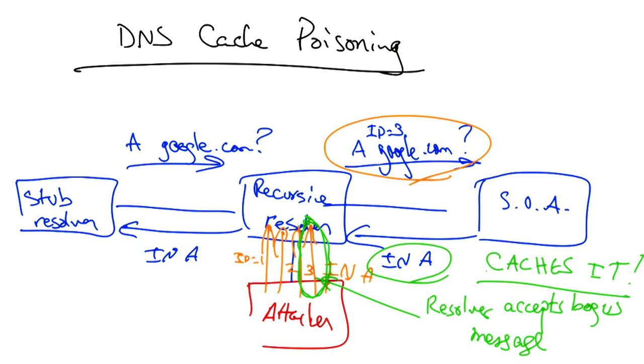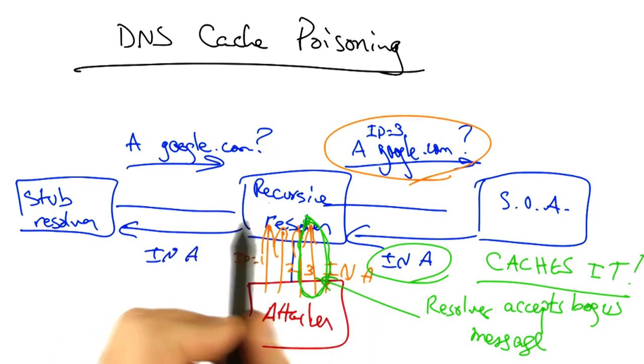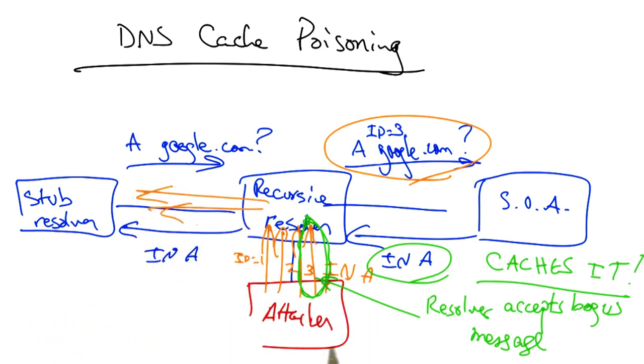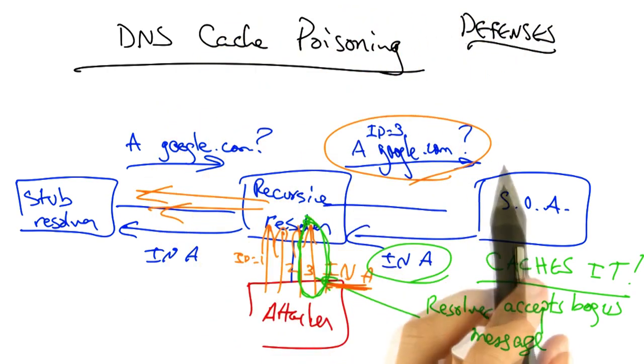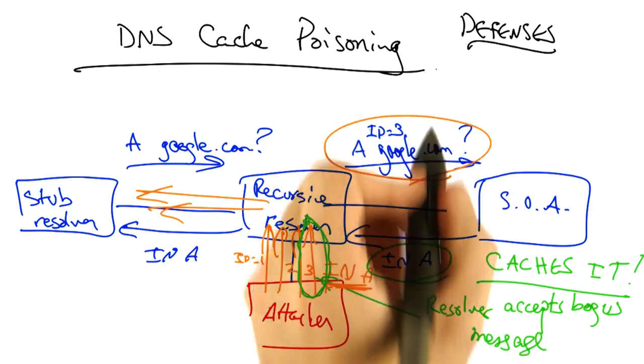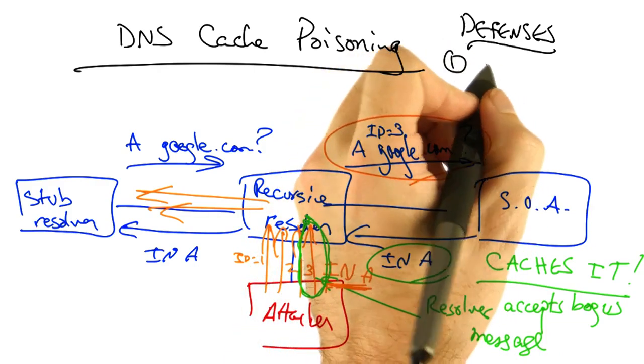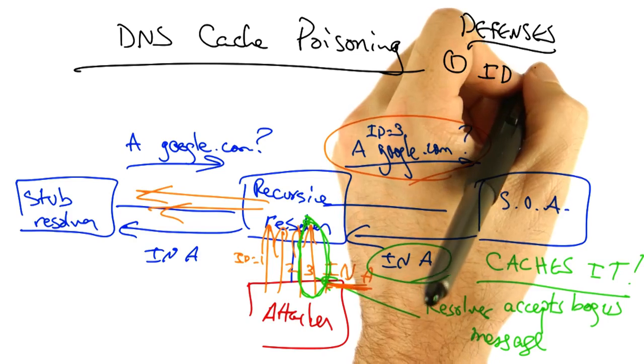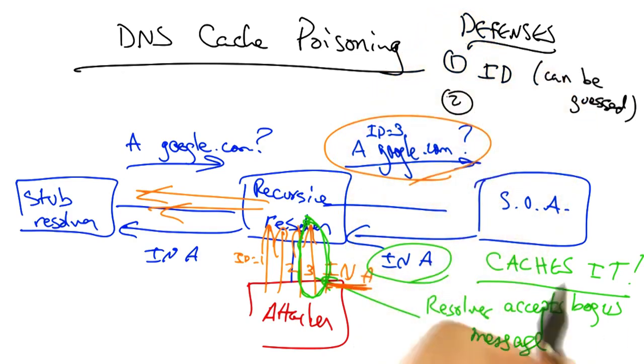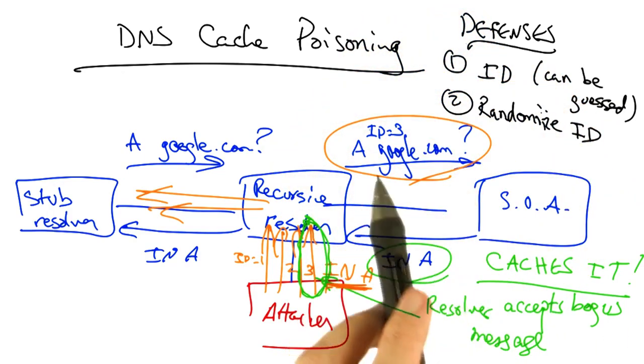And DNS unfortunately has no way to expunge a message once it has been cached. So now this recursive resolver will continue to send bogus A-record responses for any query for this particular domain name until that entry expires from the cache. Now there are several defenses against DNS cache poisoning, and we've already seen one, which is the query ID. But of course, the query ID can be guessed.